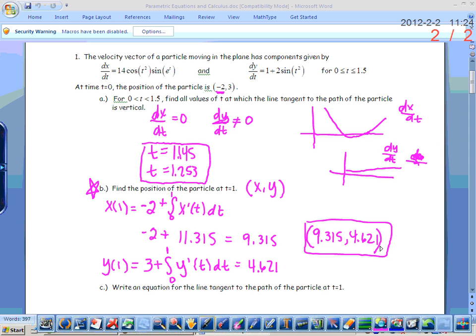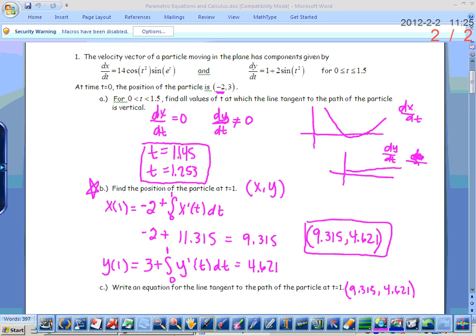Part C: write an equation for the line tangent to the path of the particle at t equals 1. What are the two things I have to have to write the equation of a tangent line? Point and slope. Which one do I already have? The point. At t equals 1, I just found that the point is (9.315, 4.621). So I need the slope.